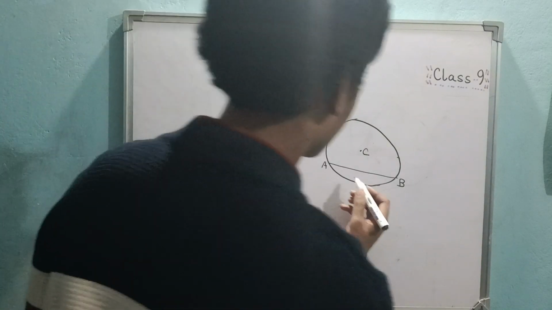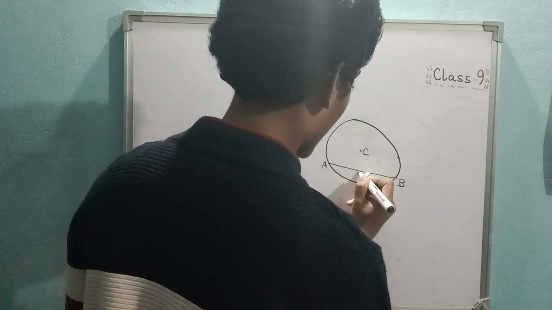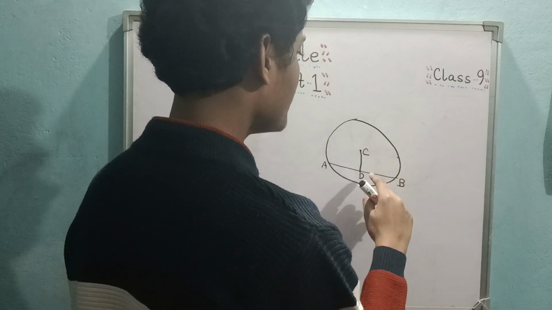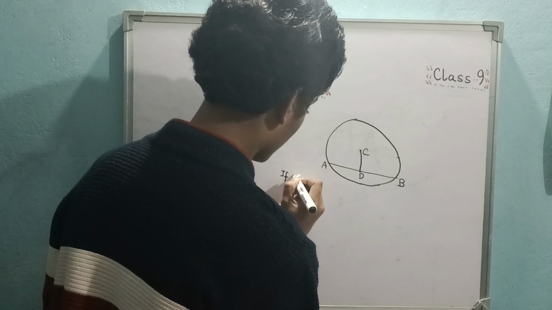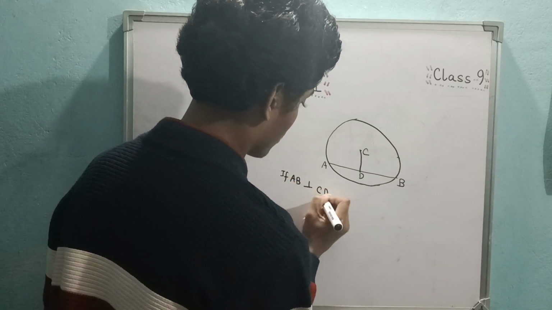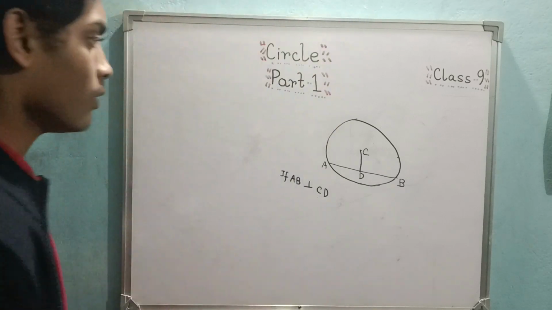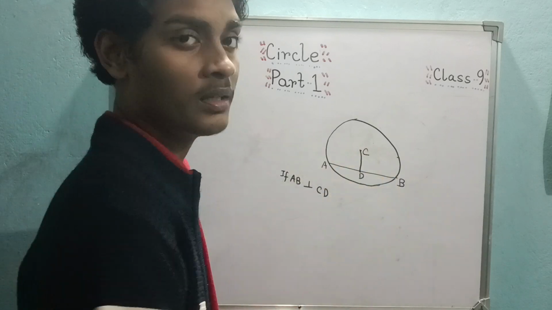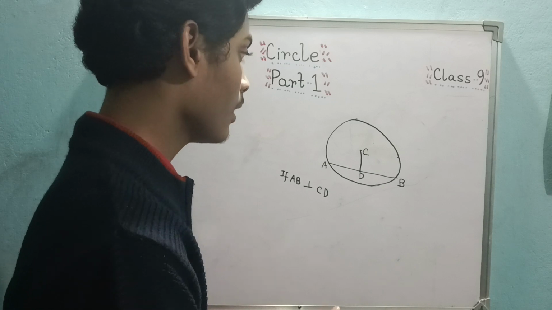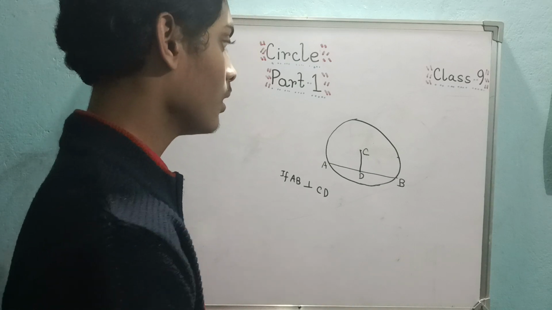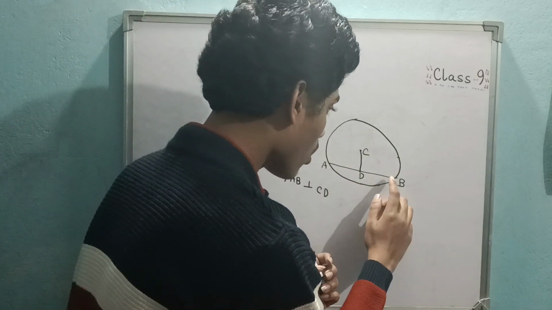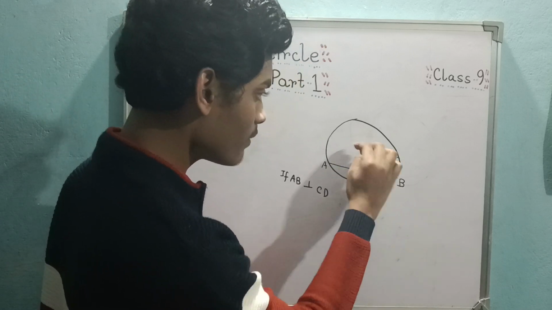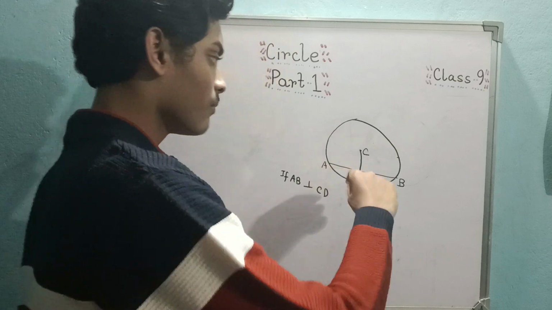Now, if I draw a perpendicular on AB, suppose I have here a point D, I join CD, and CD is perpendicular to AB. So suppose you have a center C and a chord AB. You draw a perpendicular CD on AB. Then what can you figure out from this? This CD is the distance of the chord from the center. The center is C and CD is the distance of this chord from the center, right? So that is the distance.